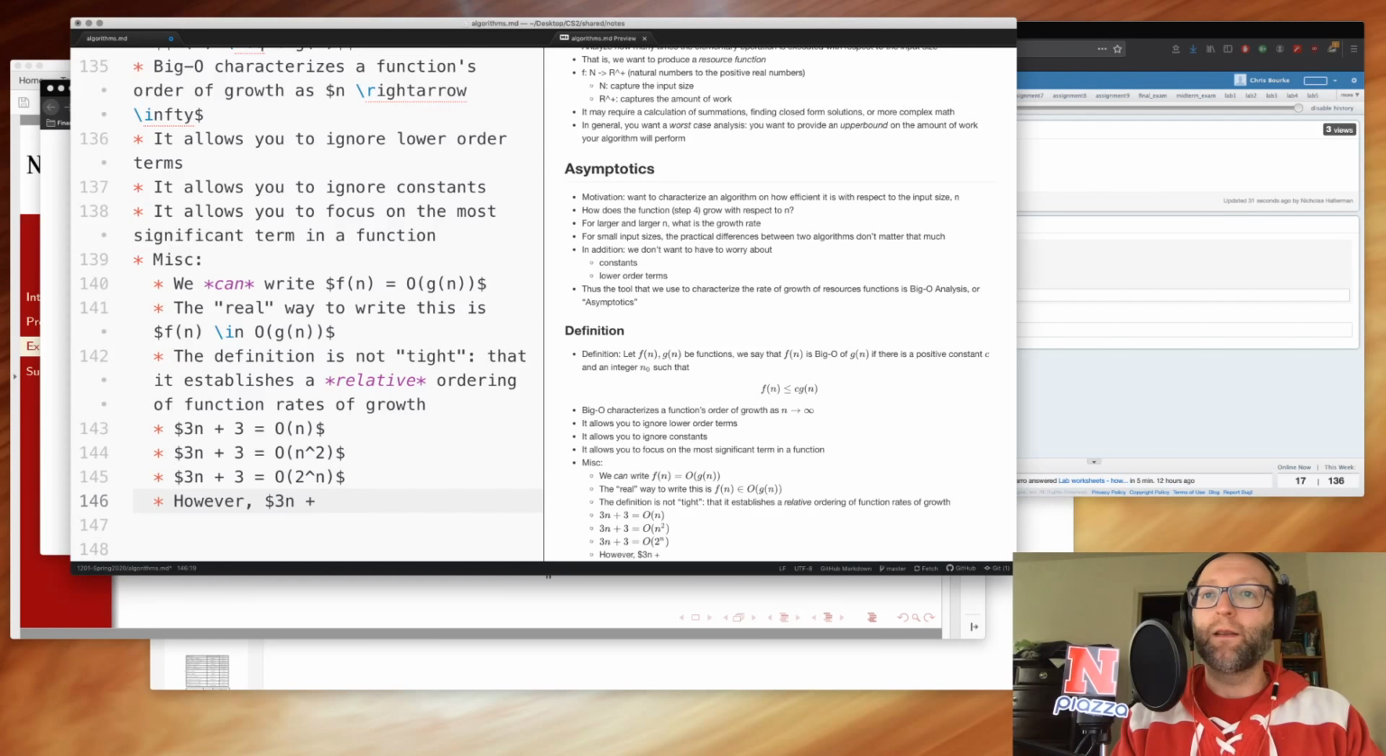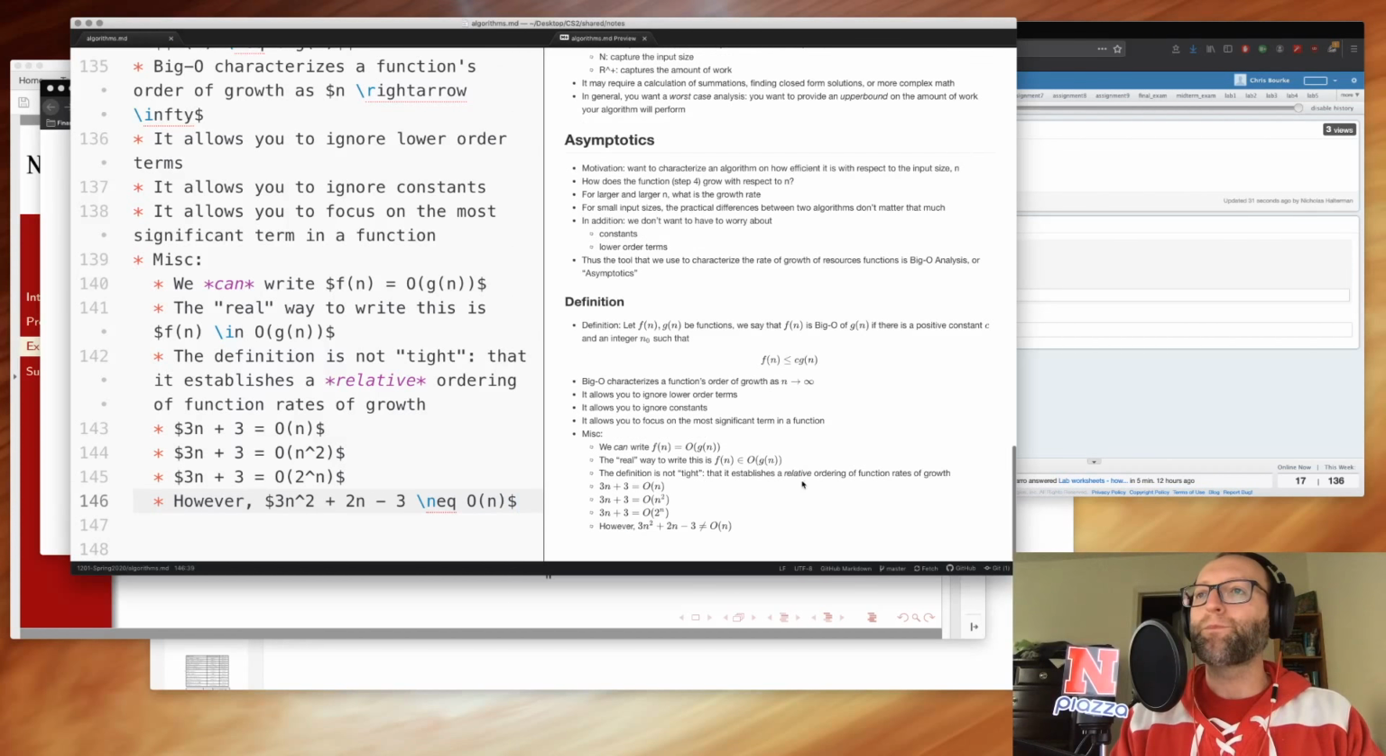3n squared plus 2n minus 2 is not equal, not order n here. Let's take a look at the rendering over here. The thing on the left-hand side is going to be a quadratic equation. A linear function is not bigger than a quadratic function. So 3n squared plus 2n minus 3 is not going to be order n, right? So it only works in one direction.